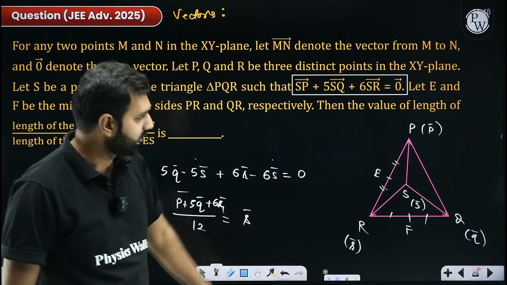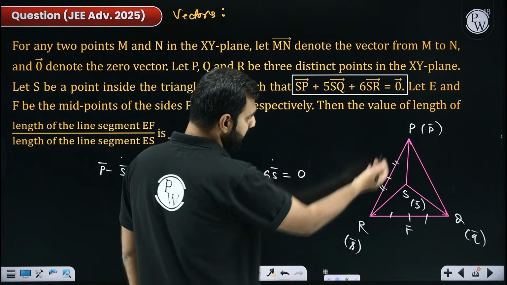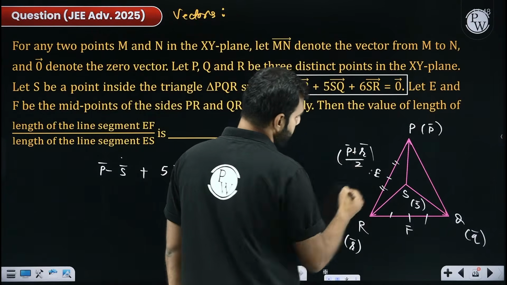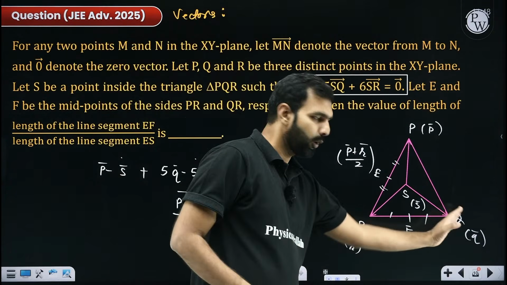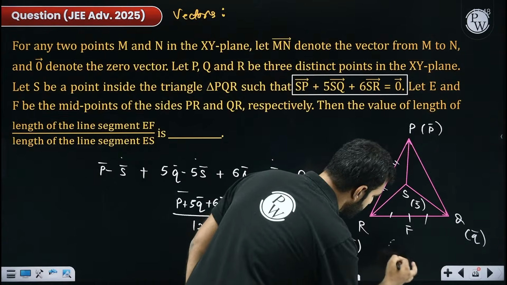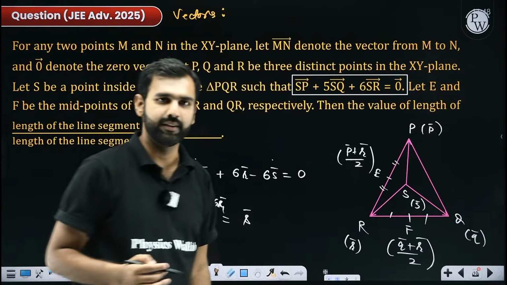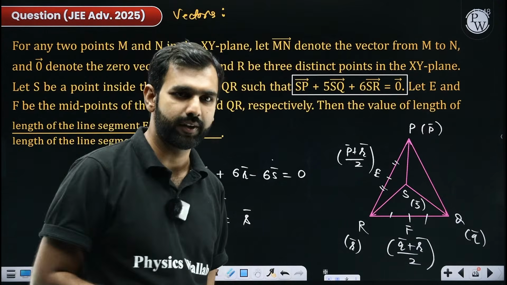So let's define this EF. First of all, what is E? Sir, E is the midpoint of P and R. So it should be what? P plus R divided by 2. What is F? Sir, F is the midpoint of R and Q. So it should be Q plus R divided by 2. Will it not be taken like this? Everybody got this? That's brilliant, Kingsuk.